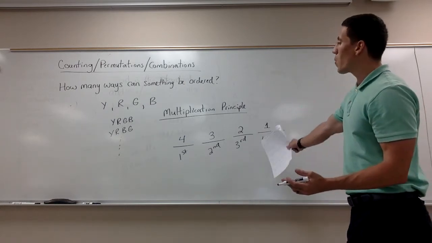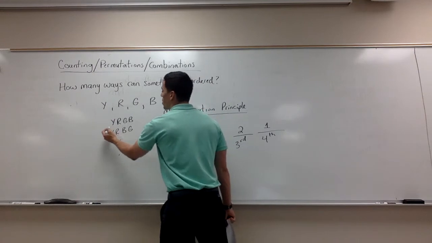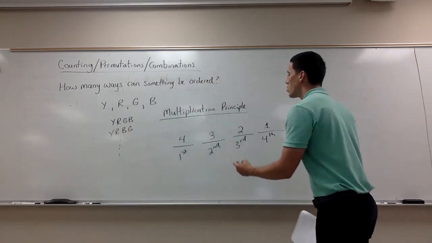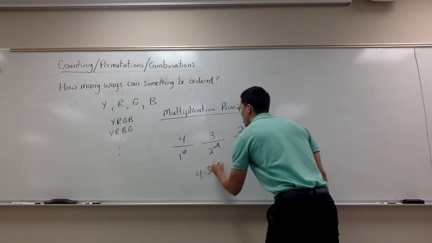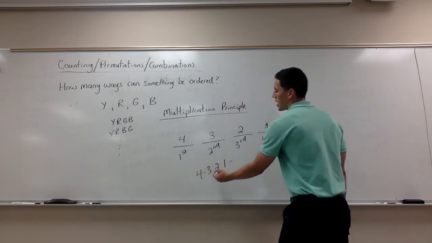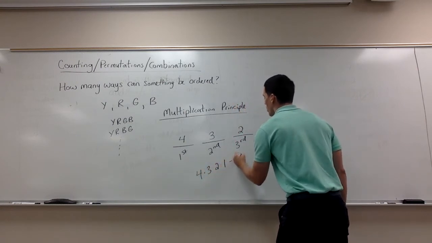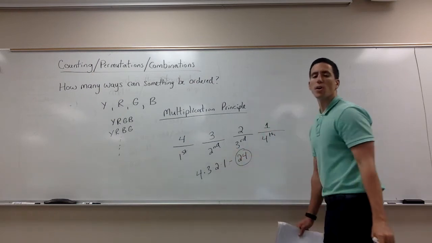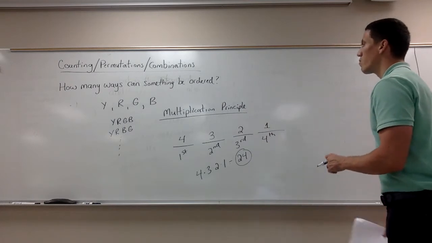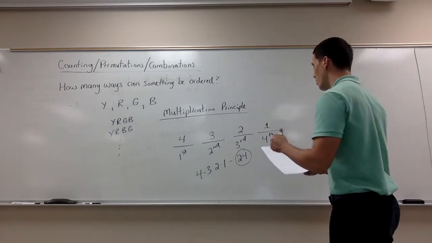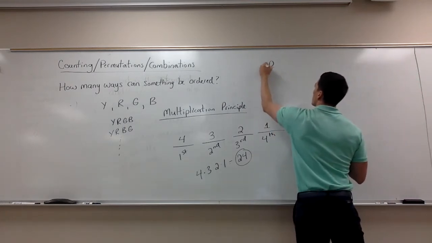So the total number of ways that we can arrange these four tiles is 4 times 3 times 2 times 1, which would be equal to 24. There are 24 different arrangements for these. This is an example of one of the important topics that you're going to see in the book called a permutation.